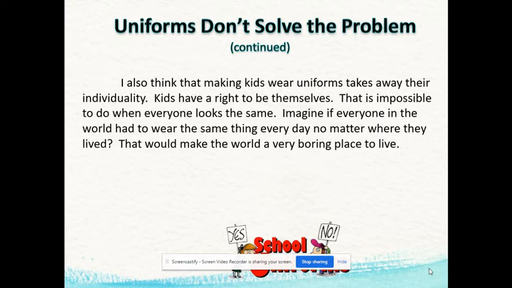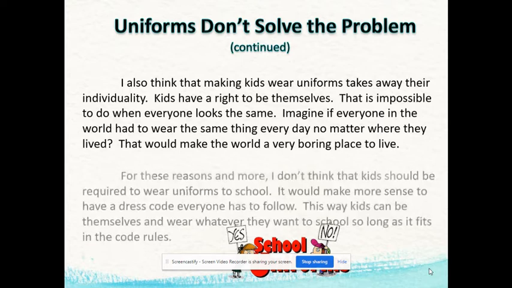Now, in this paragraph, the author is trying to get you to think or believe that wearing a school uniform takes away their individuality. It makes them conform to a certain set of rules, and they can't be themselves. They can't express themselves through what they're wearing.